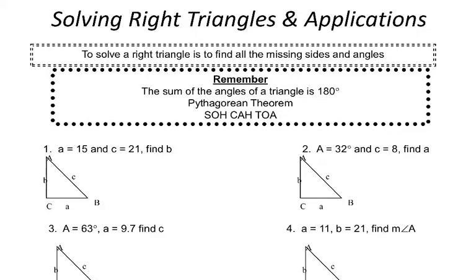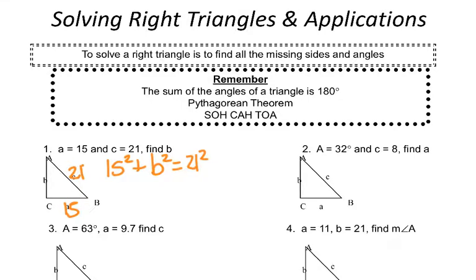So if A is 15 and C is 21, and you want to find B, what formula would I use with a right triangle? A squared plus B squared equals C squared. It doesn't matter what order you put it in, and you could just solve this on your calculator.